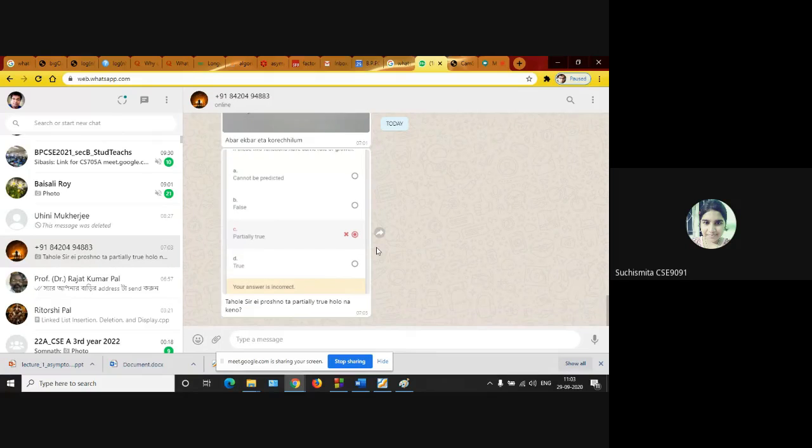হ্যাঁ স্যার। তাহলে ট্রু পার্শিয়ালি ট্রু হবে না। পার্শিয়ালি ট্রু কেন দিয়েছিলে তুমি? স্যার ওটা বিগ ও, ওই জন্য আমি পার্শিয়ালি দিয়েছিলাম। আর বিগ ওমেগাটা কে ভাবতে বারণ করেছিল?